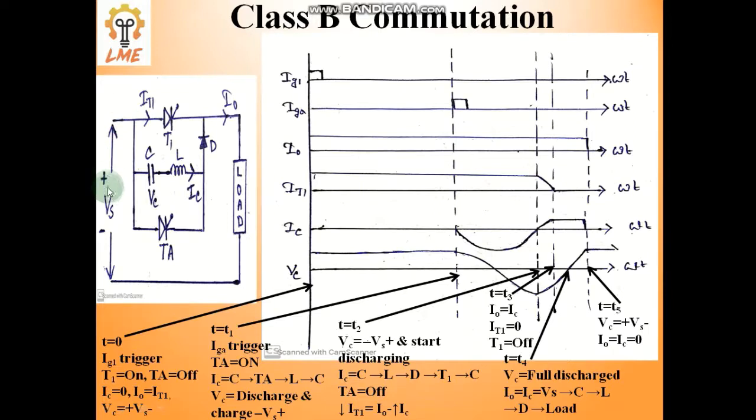In this time, the capacitor is again fully discharged and fully charged, as in the previous case, with this positive and this negative. So once a time will come when these three terminals are all open, and the output current and capacitor current all go to 0 at t equal to t5. So this is the class B commutation. This is one of the tougher commutation processes. You have to understand it well before your exam.